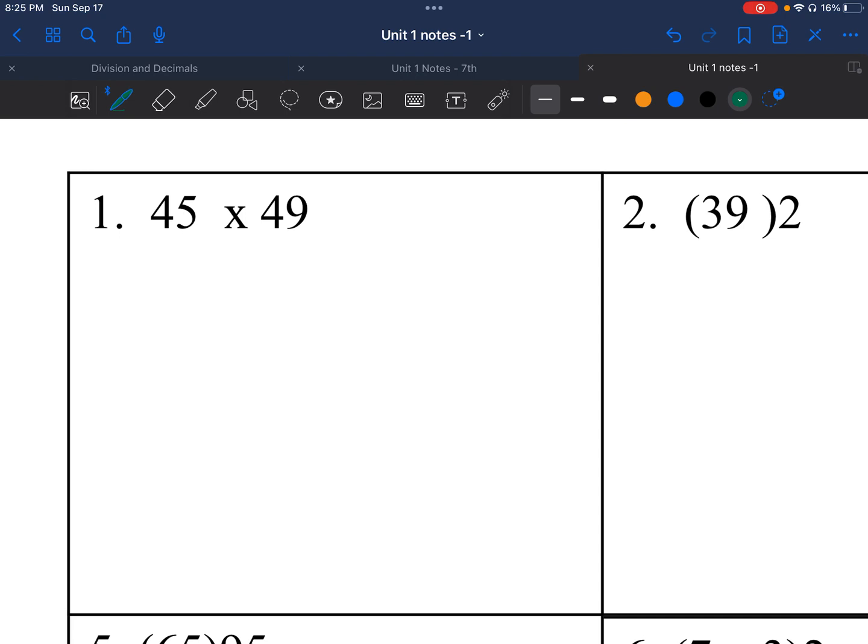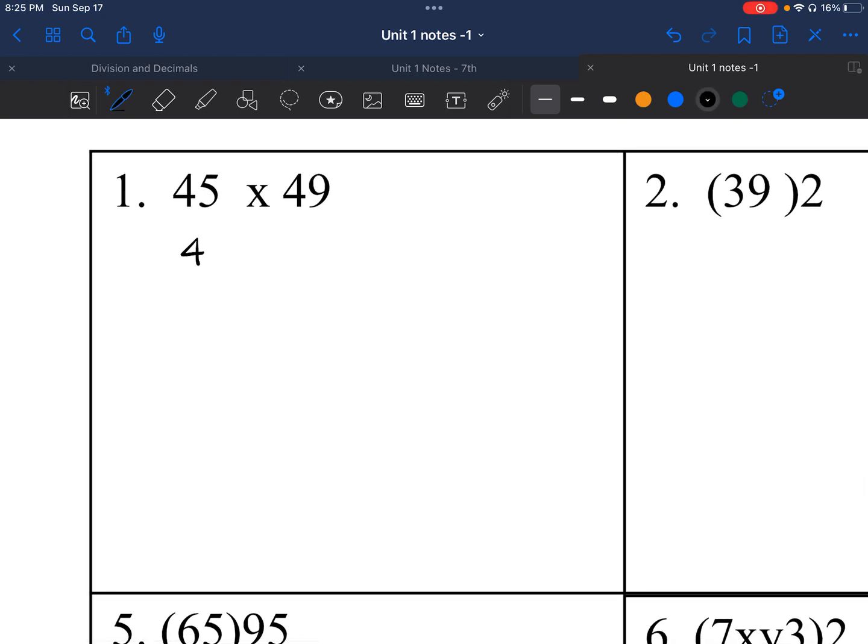When we are looking at this first one, we can see already that it did not print correctly, because this was supposed to say 4 to the 5th times 4 to the 9th. And I'm pretty sure on your paper it might look like that. It just didn't translate when I was putting it on here.